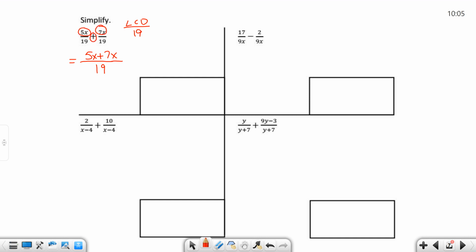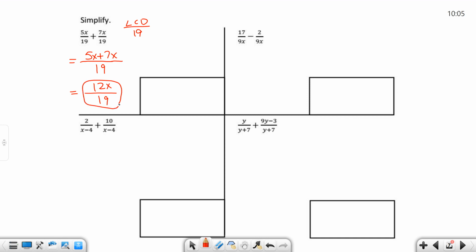Well, there's nothing in front of either one of them, so they're both understood to be positive. So that's why I put that plus in front of the 7x. Not because this plus is here, but because I'm not changing this sign. All right? So then 5x plus 7x, when we add those together, that is 12x over 19.